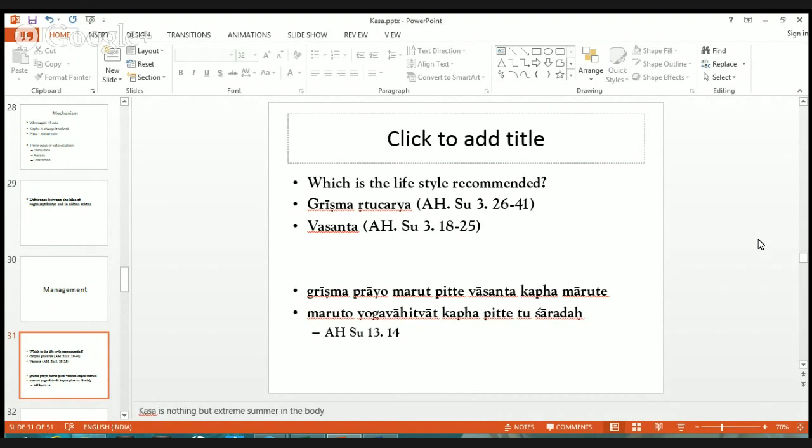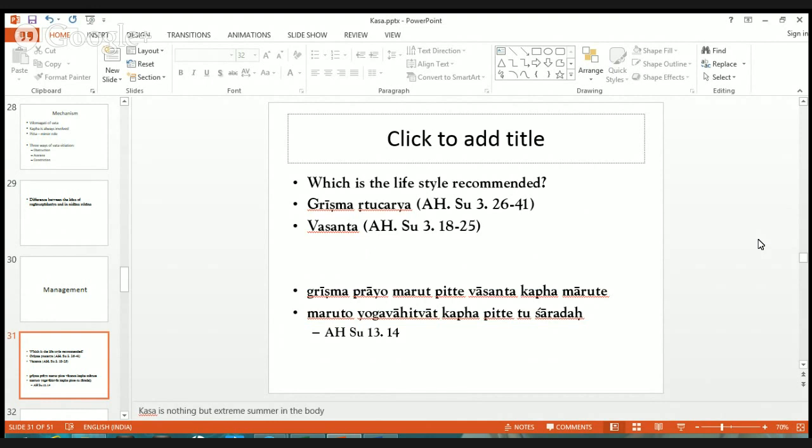As we progress in the Ashtanga Hridaya Sutrasthana, in the beginning there is the introduction, then the daily regimen, then the seasonal regimen, and then the different foods and drinks. And then it starts describing the different tastes, the different pathologies, and the different treatments. So when it comes to describing the treatments in chapter 13, the author takes us back to chapter 3 and says, Grishma Prayo Marutpitte. Whenever there is a Vata Pitta pathology, you can adopt the Grishma, the summer regimen.